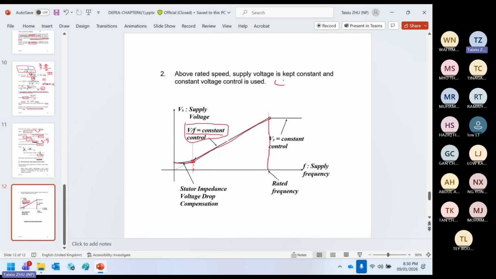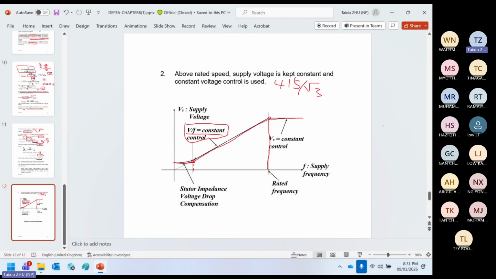Just now it's 415 phase voltage divided by square root of 3. No, you cannot increase the voltage anymore. Why? Because there's an insulation issue. The motor can get a short circuit. So when you run your motor at a very high speed, meaning it goes to the right-hand side, then we also keep the voltage constant.